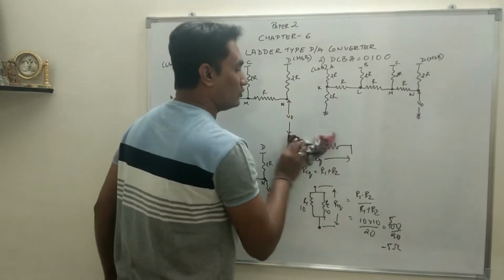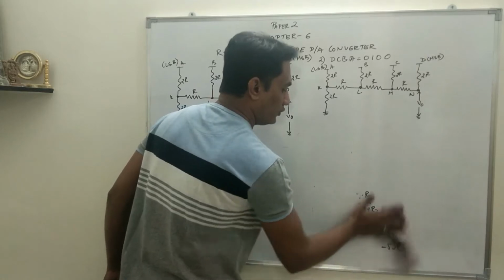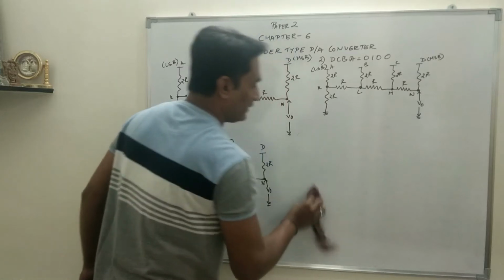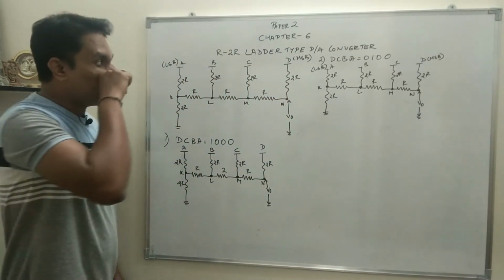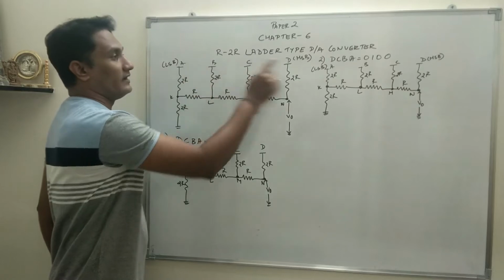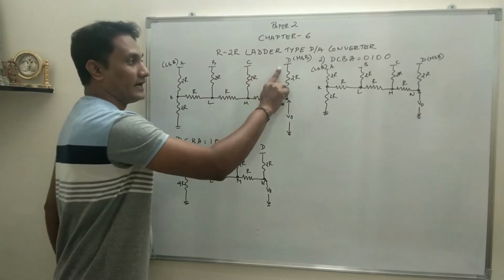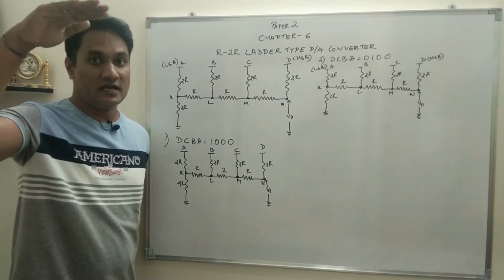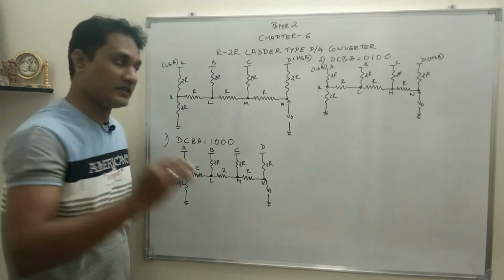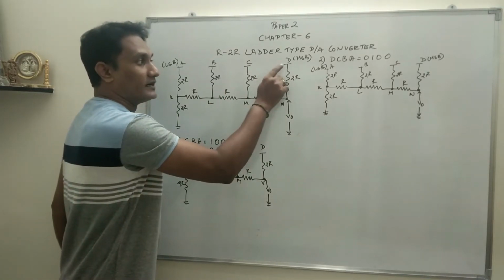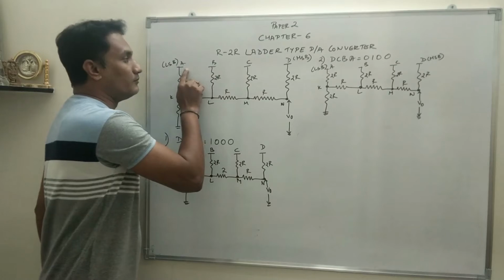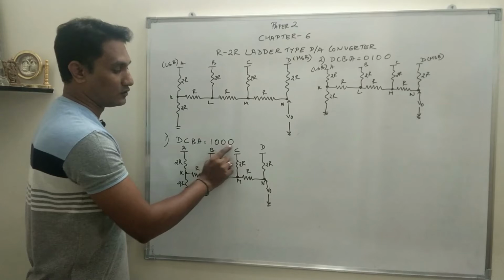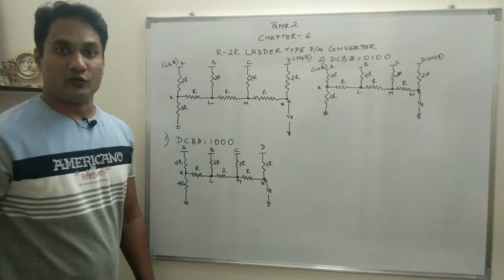Now let us try to derive the analog output voltage equation for the R to 2R ladder type D2A converter. There are four inputs D, C, B, A, MSB to LSB. We will apply digital input 1, which means any higher voltage, while digital input 0 means any lower voltage. For the first case we will apply 1 at D and keep the other inputs at 0. So D, C, B, A will be 1, 0, 0, 0, and we will take the output voltage for that.